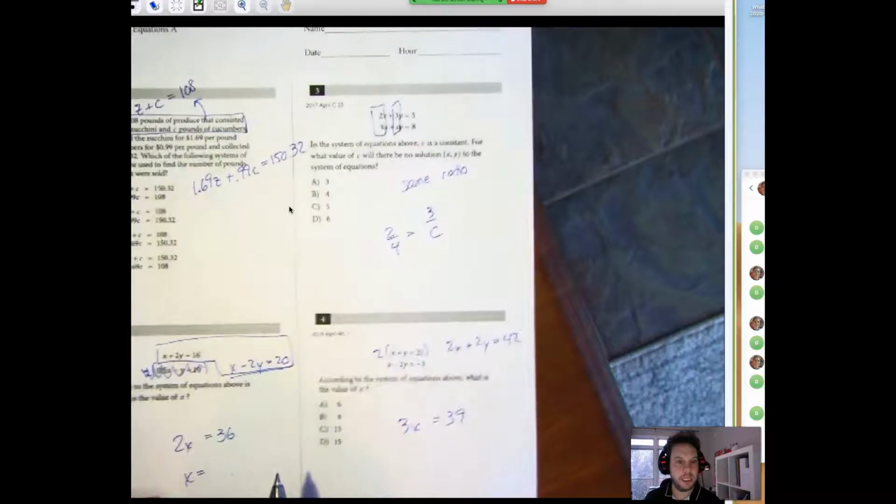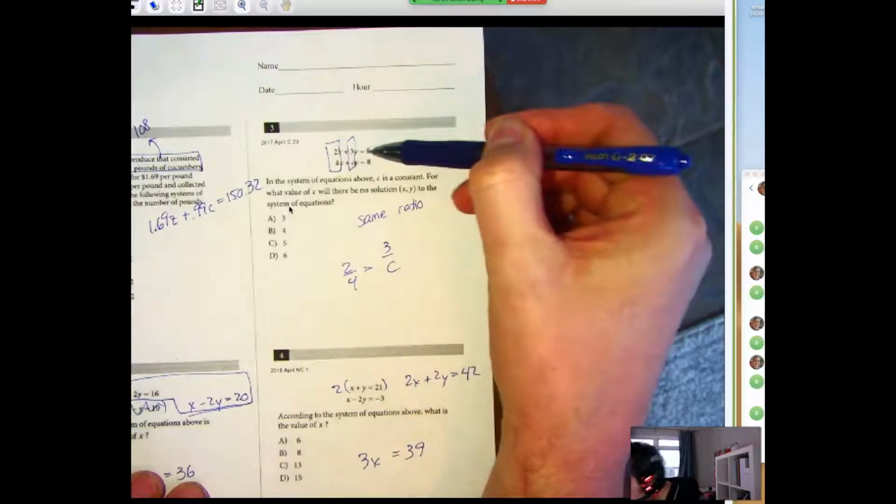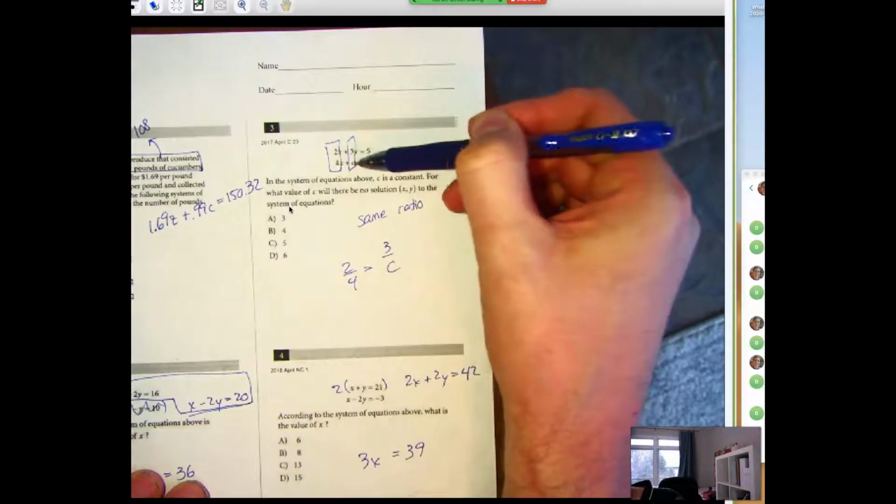Number 3, if there's going to be no solution, or if it's going to be all real numbers, this works for both. You want everything on the left-hand side to be in the same ratio. So I probably chose like the worst possible way to do it, actually. So I went 2 over 4 equals 3 over C.